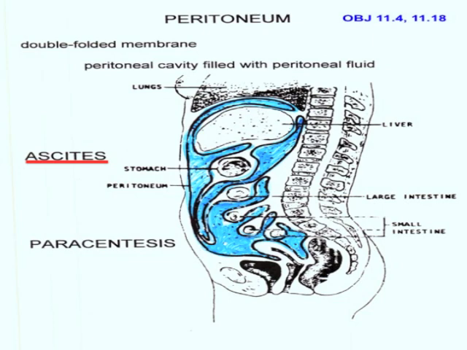Next is the peritoneum. This is not technically part of the GI tract, but is a double-folded membrane that protects our GI tract. We see the term ascites here, which is a disorder seen with the peritoneum. This is a collection of fluid in the peritoneal cavity. A treatment for this is paracentesis, or an actual puncture into the peritoneal cavity to remove that fluid.